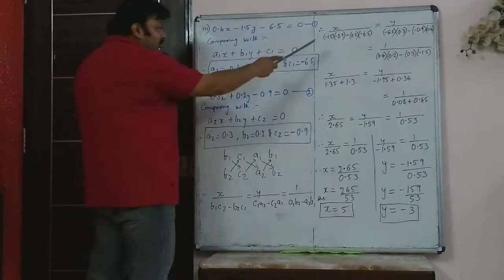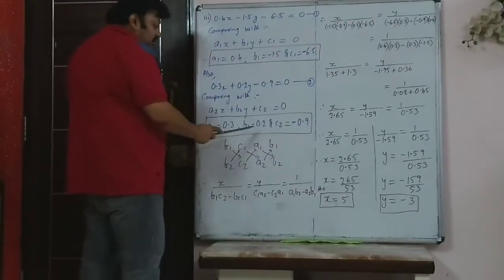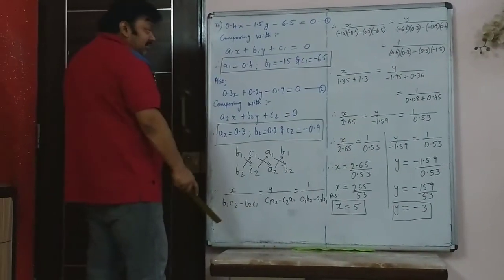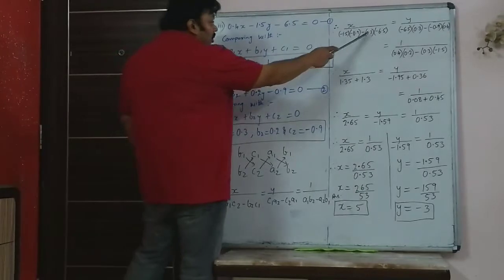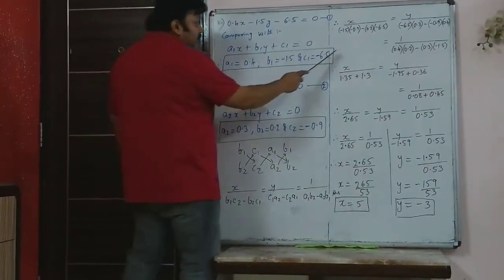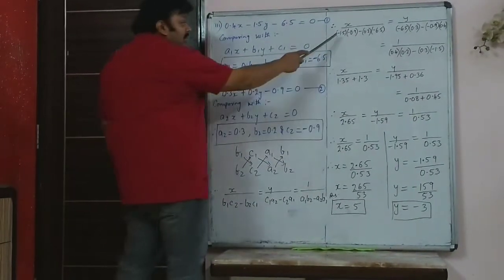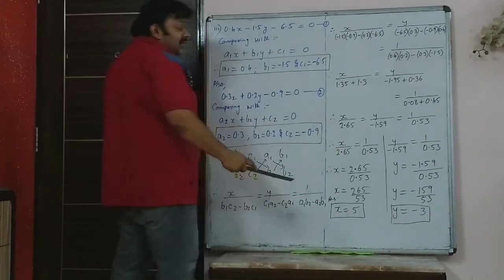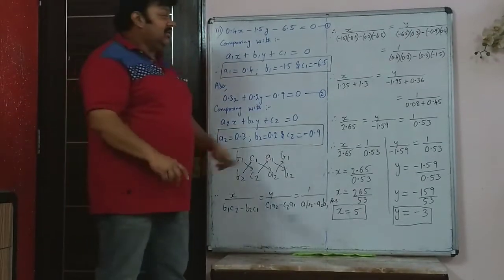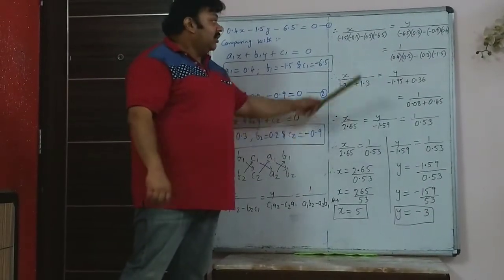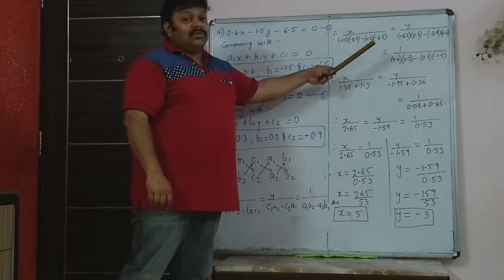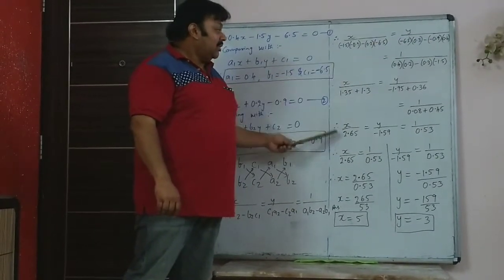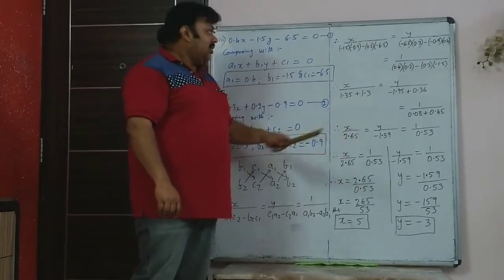So B1 C2, B1 into C2. So those values have been substituted. Minus B2 C1, B2 and C1 minus. So this will become minus into minus plus. 1.15 into 9 is 135, 2 decimals are there. So 1.35. 65 into 2 is 130, 2 decimals are there, so 1.3. And again plus. So x upon 2.65.